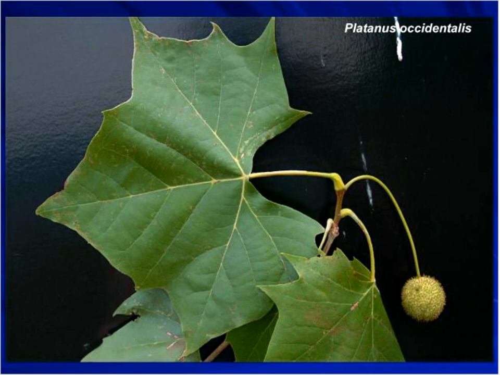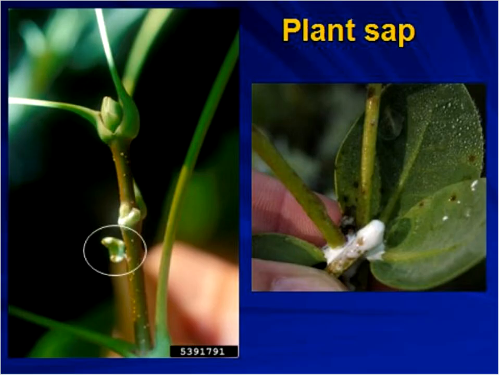A couple of other examples. Sophora japonica, the Japanese pagoda tree, and Cladrastis kentukea, the yellowwood, another plant that hides its buds completely.